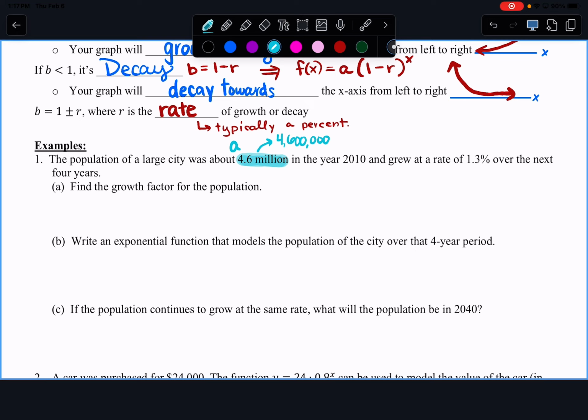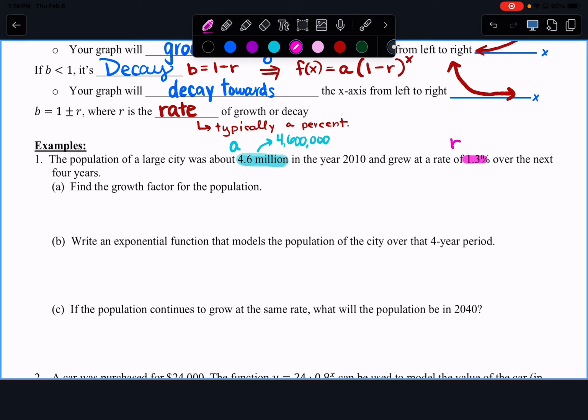All right, now, what is the rate at which it grew? 1.3%. So that right there is our rate. Now, when we write rate, we cannot write it as a percent. So when we change something from decimal to percent, how do we do that? We divide by 100. You can divide it by 100, or you can just move the decimal place 2 times. Either way works.